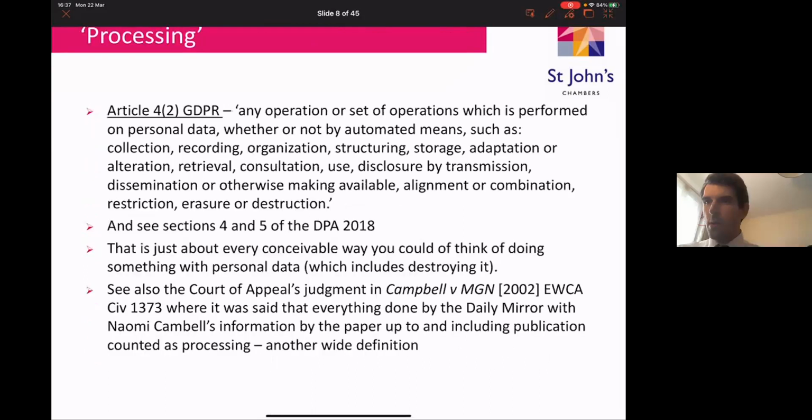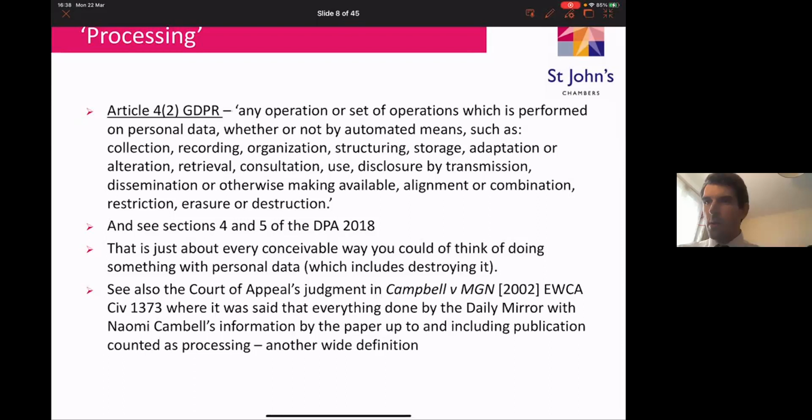Processing, I've set it out for you as Article 4.2 GDPR defines it, and it's also set out in sections 4 and 5 of the DPA. I won't read the definition out for you, just the same as the other definitions under the GDPR if they're long, but suffice it to say that it covers any operation or set of operations which is performed on personal data. And again, as with identification and what personal data is, processing is just about anything you can think of, which includes or would include destruction.